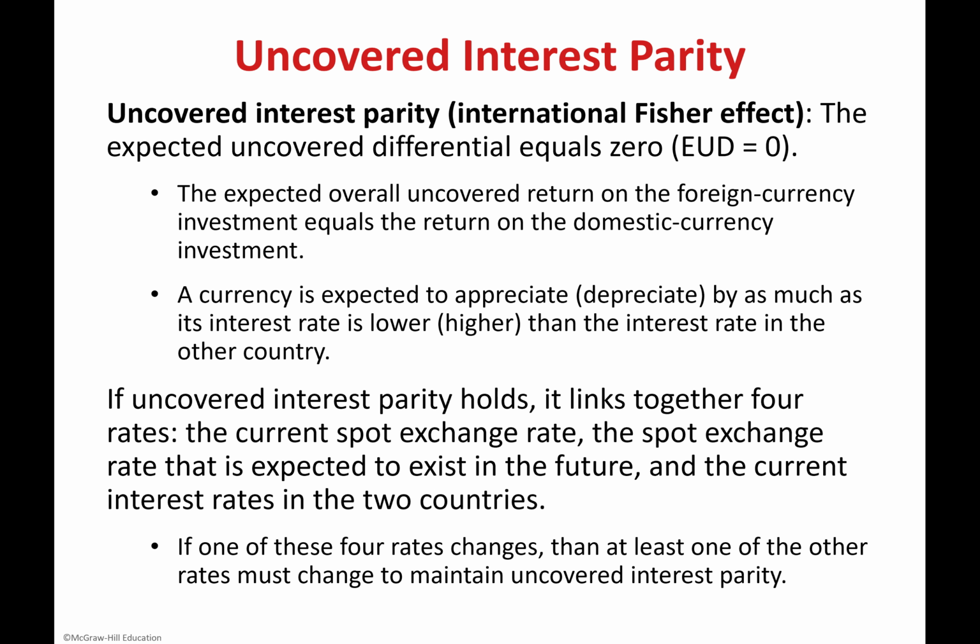So the currency is expected to appreciate by as much as its interest rate is lower than the interest rate in the other country, or it's expected to depreciate by as much as its interest rate is higher than the interest rate in the other country. So if uncovered interest rate parity holds, it links together once again these 4 rates. If one of these 4 rates changes, then at least one of the other rates must change to maintain uncovered interest parity.